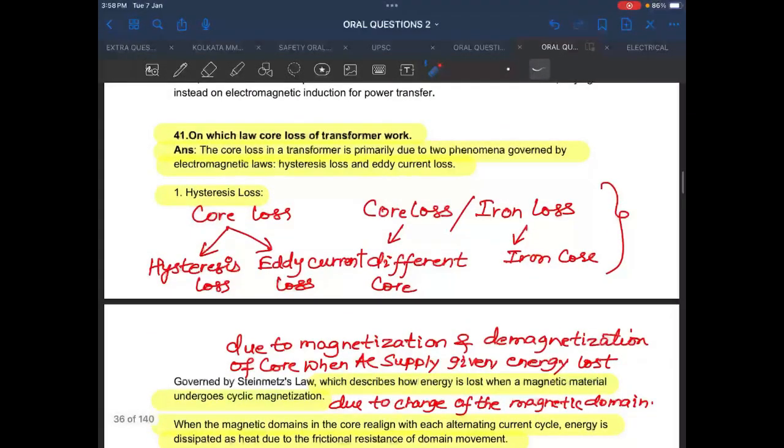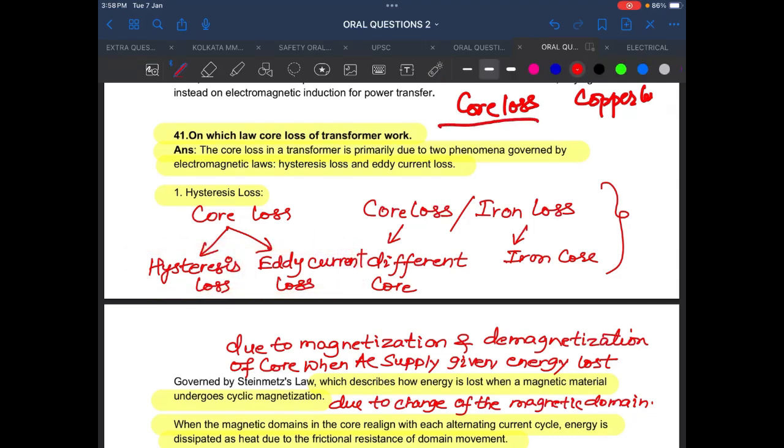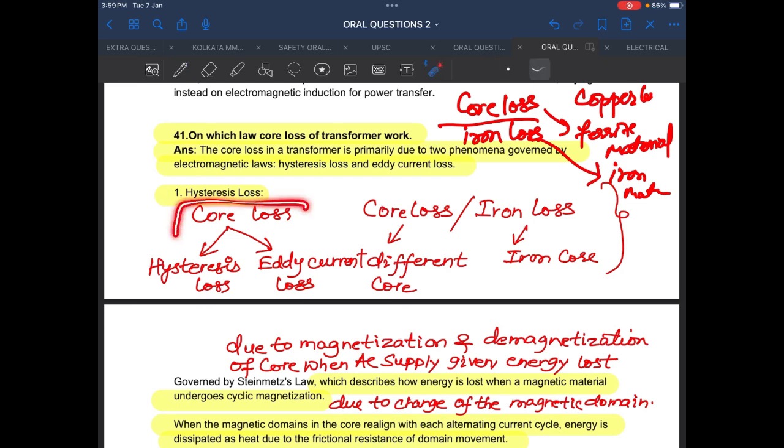So now let's go to the laws on which the core losses of the transformer work. Basically core losses and copper losses, these are the two primary losses. Core losses have two components, hysteresis loss and eddy current loss. Core loss and iron loss are the same, no, because some people are confused. Why are we saying core loss? Because of the material. We are using ferrite material here, that's why we call it core loss. And for iron loss, there is iron material, the only difference is this iron material. So there are basically two losses in the core loss: hysteresis loss and eddy current loss.